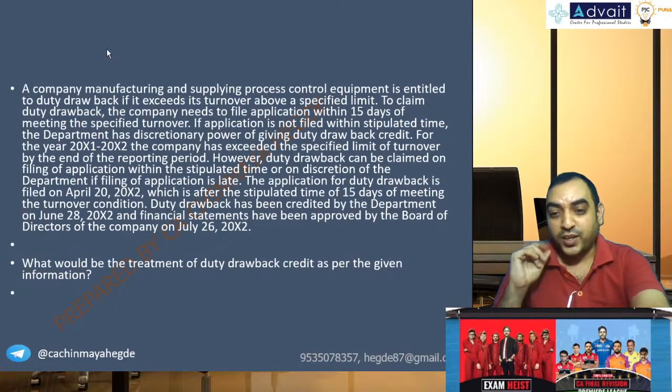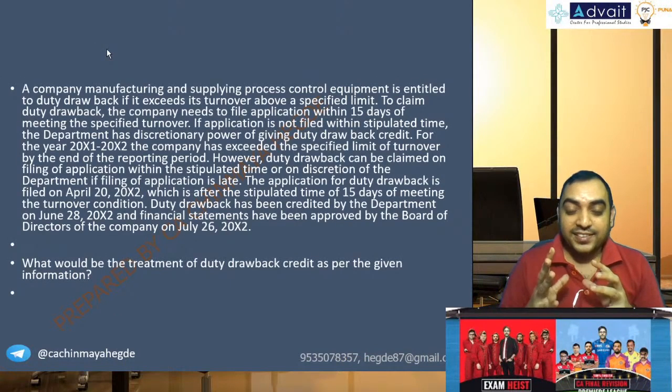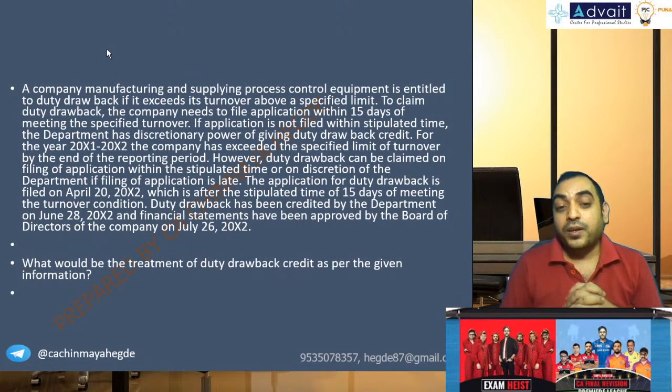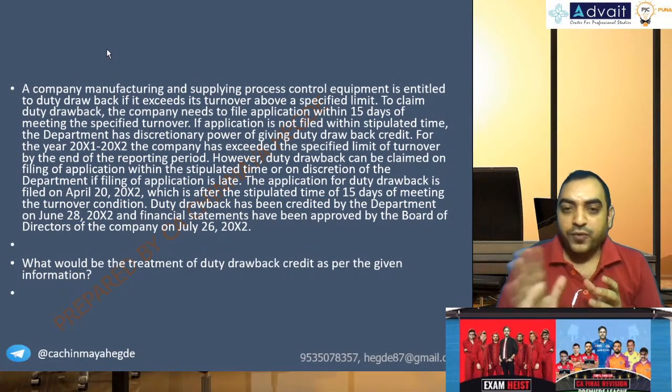Let's go to one problem to understand it. Any question before we go to one simple example? After the example, we'll conclude for the day. Don't worry.